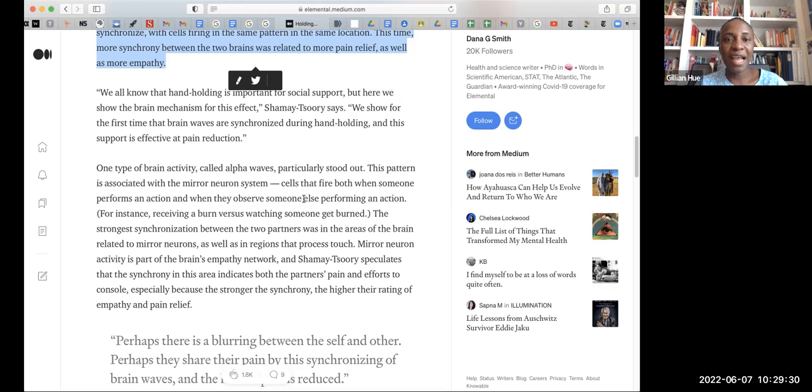So this alpha wave activity in the mirror neurons is a mechanism that can explain how we can empathize with each other and share pain relief or share pain.